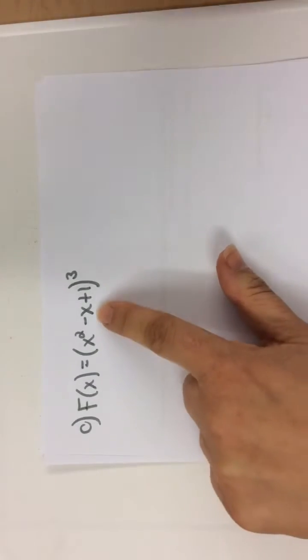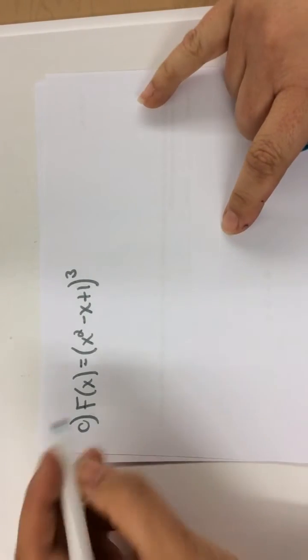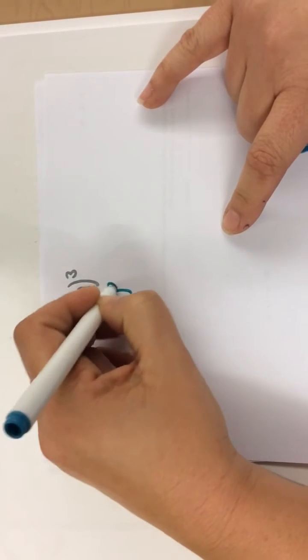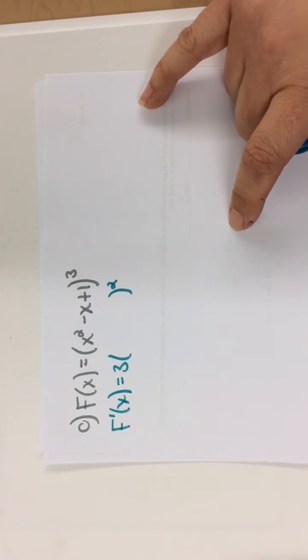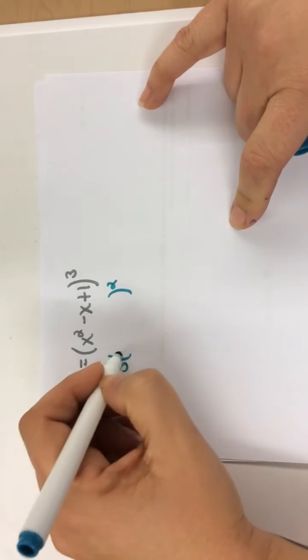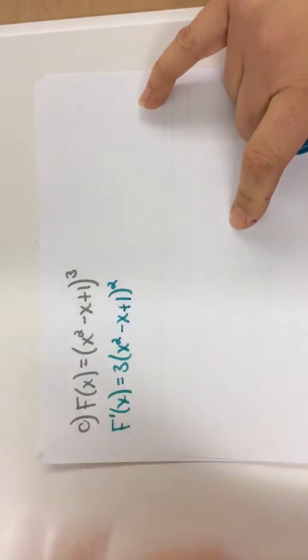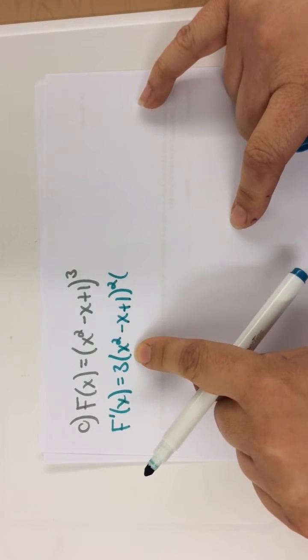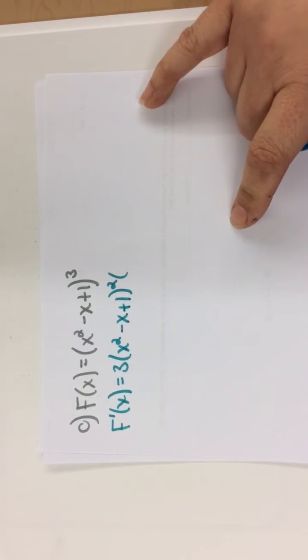So what's the inner function on this problem? Inner function. So the inner function is the x squared minus x plus 1. The outer is the power of 3. So I do the derivative of the outside using the power rule. Move the exponent in front, decrease the exponent by 1. I leave the inside alone. And then I multiply by the derivative of the inside. What's the derivative of the inside?